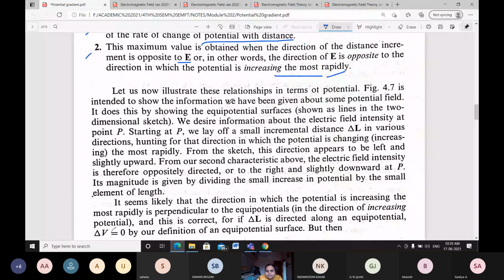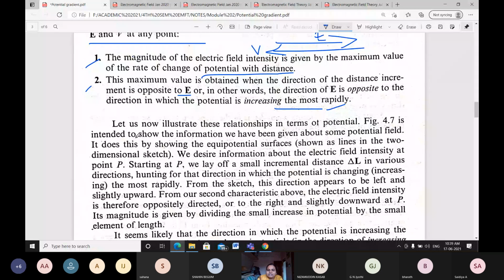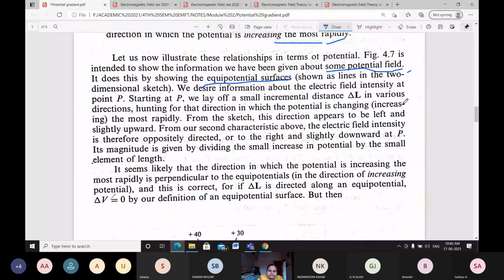Next, let us illustrate this same relationship in terms of a potential. Consider a figure intended to show the information we have been given about some potential field. It does this by showing the equipotential surfaces. Instead of writing all these lines, you can just consider it as an equipotential surface, shown as lines in a two-dimensional sketch. You can skip this writing. Then we decide the information about electric field intensity at point P. Where is our point? At this point.